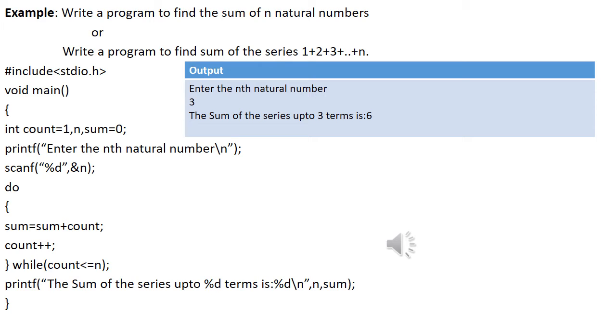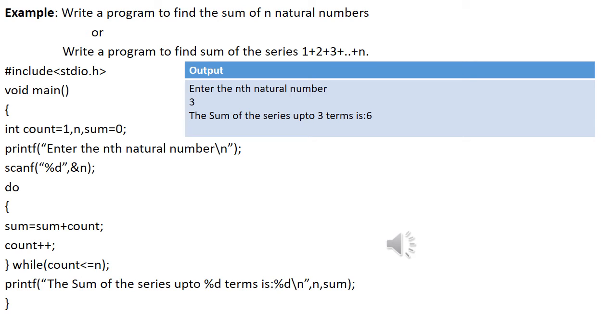Now count value is 2. 2 is less than or equal to n. N value is 3. So 2 is less than or equal to 3 is true. So the control will go back to the loop. Now again the body of the loop is executed, that is sum equal to sum plus count. Now the value of sum is 1 plus the value of count is 2. So 1 plus 2, that is 3, is the new sum now. So that will be stored in sum.